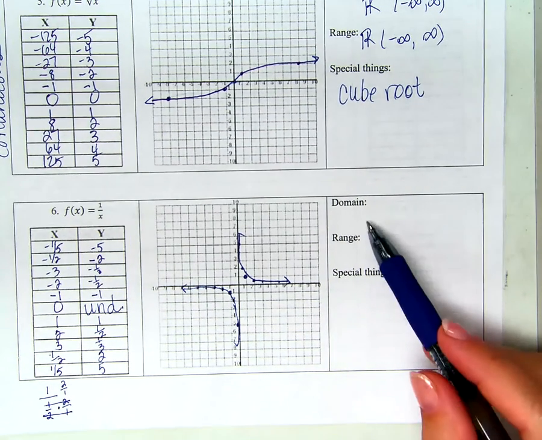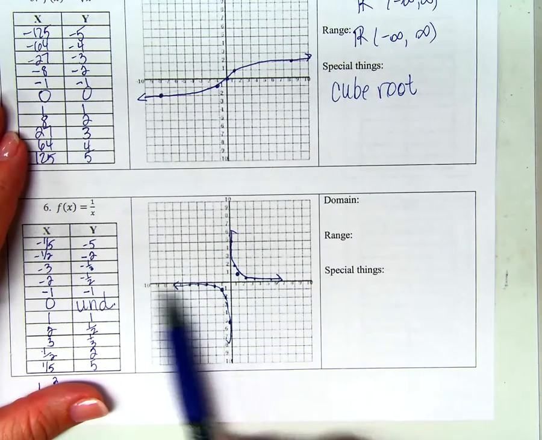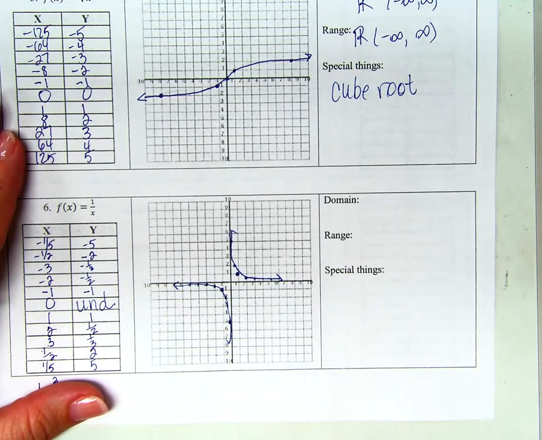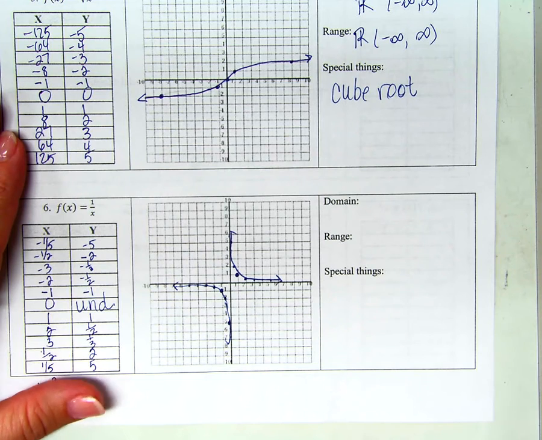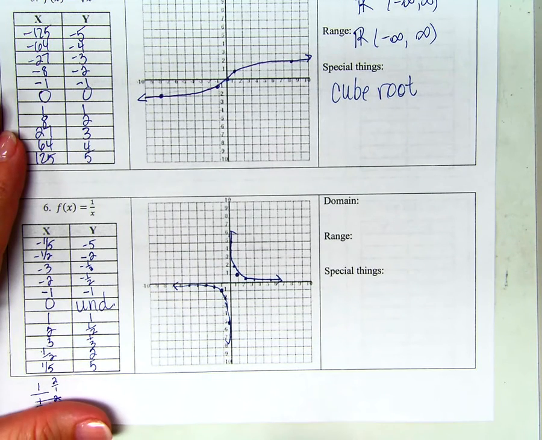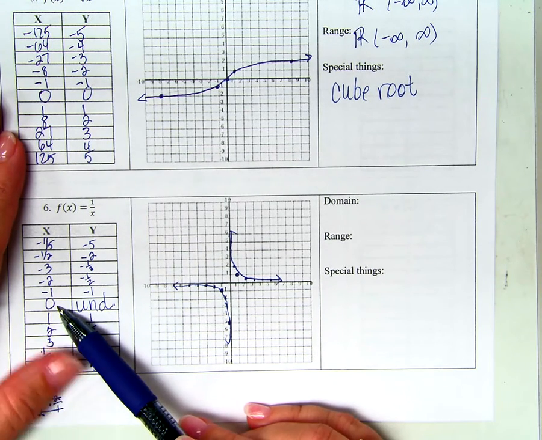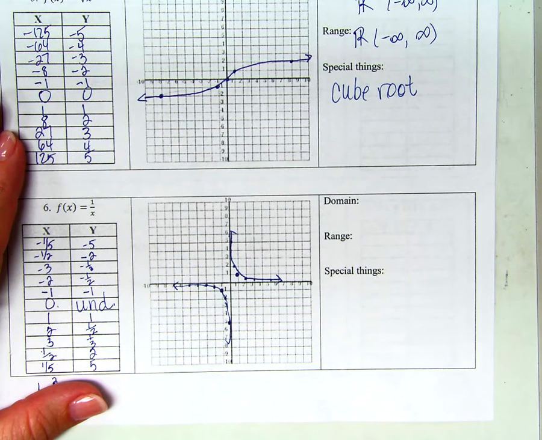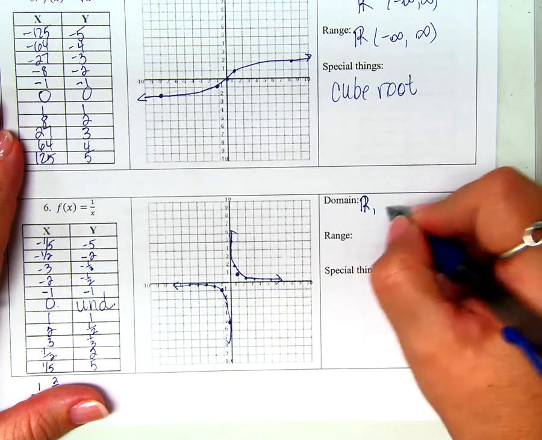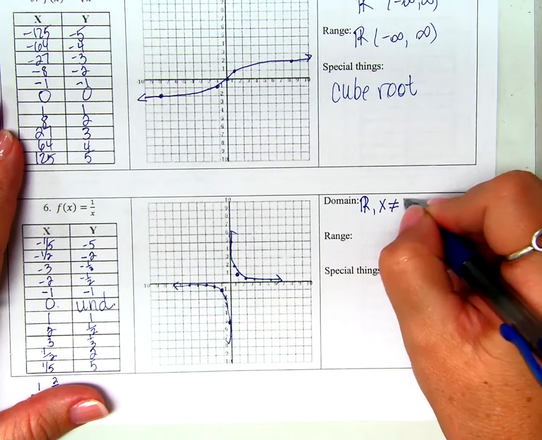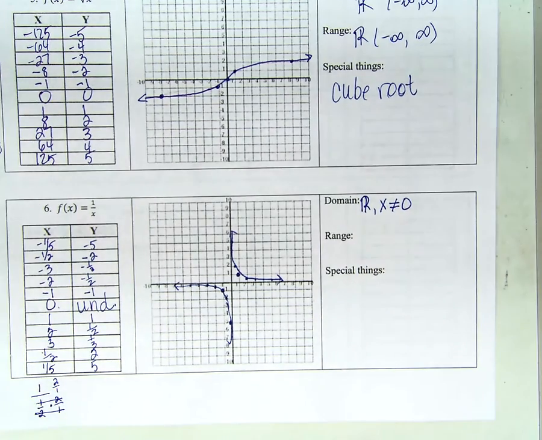Okay? What's the domain of this function? Sometimes I ask you, what is x allowed to be? This time I'm going to ask you, what is x not allowed to be? It's not allowed to be 0, right? Is it allowed to be anything else? Any number but 0, right? So here's one way to write that. All real numbers, and x is not 0.